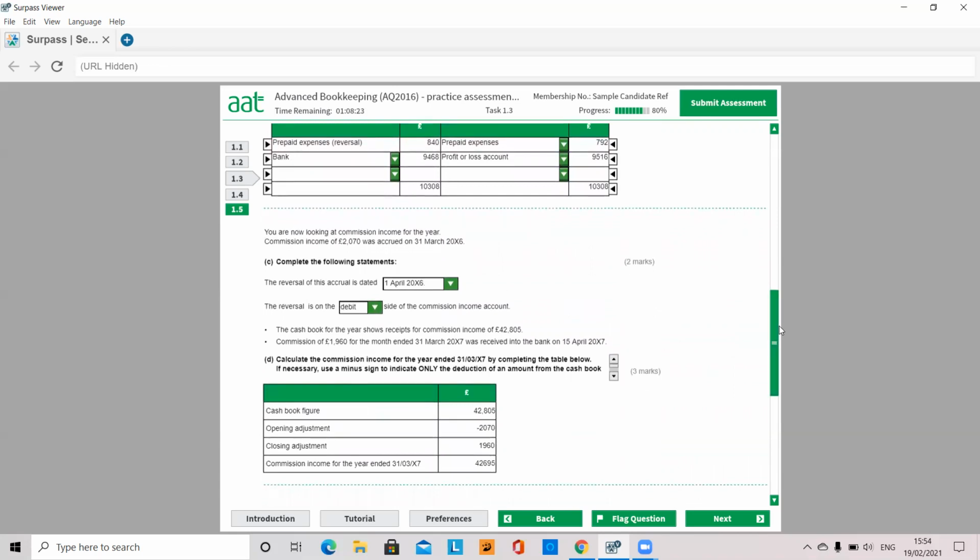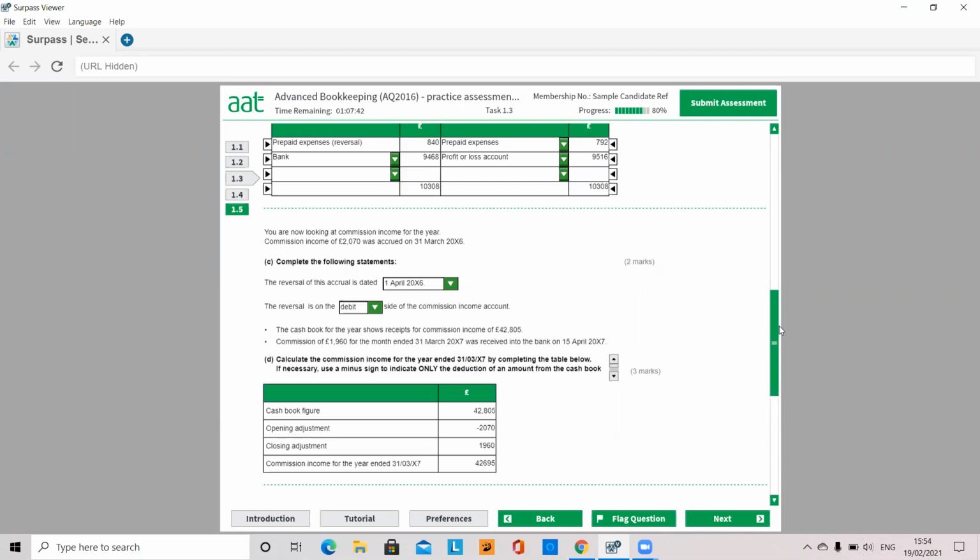So this is a similar situation, but this one now looks at income. It says you're looking at commission income for the year, and commission income of 2070 was accrued on the 31st of March 2006. So we would have credited the commission income, and therefore we would have debited the accrued income. So it would have been a debit. He's asking, when would the reversal take place? Well, the start of the next year. So the reversal would take place on the 1st of April 2006.